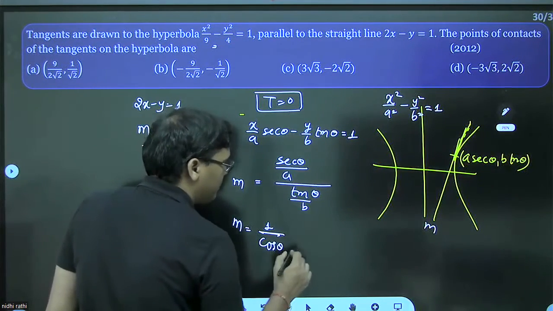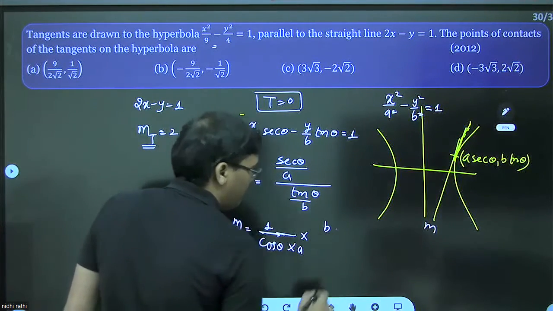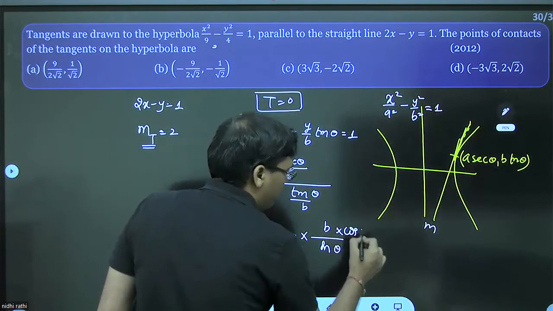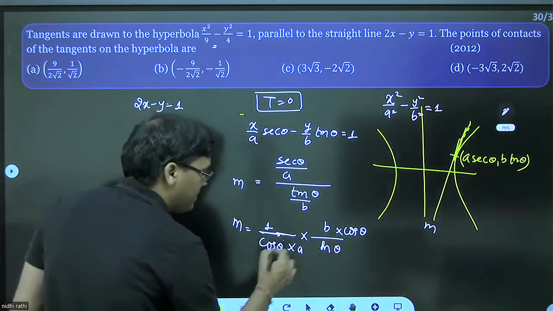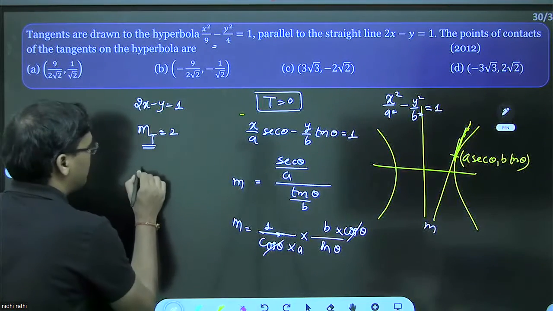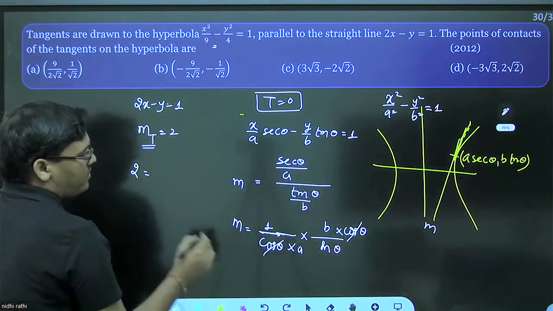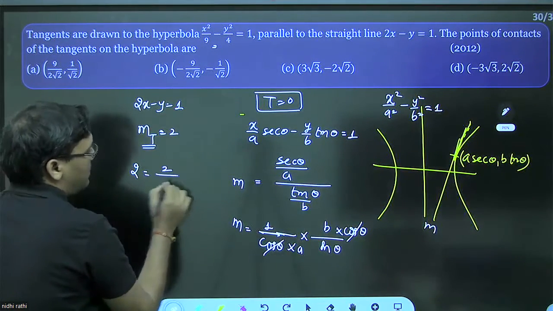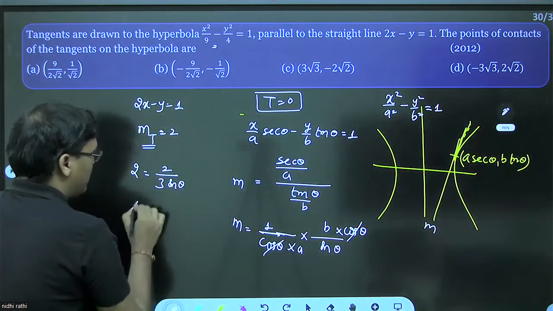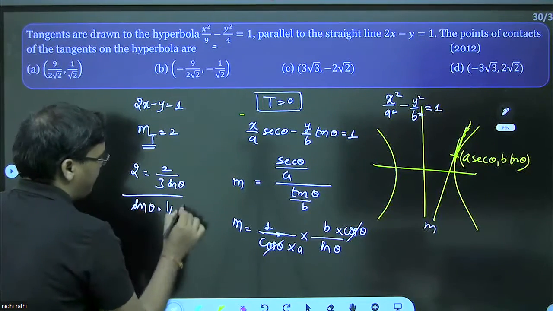Okay, this is A into B by tan theta, this is sin theta or A cos theta. So you can just cancel these terms also. So what is the slope of tangent? You can see this is 2, this is 2. What are A and B values? You can say B is equal to 2, A is equal to 3, and this is sin theta. So you can see what is sin theta. Sin theta is equal to 1 by 3.